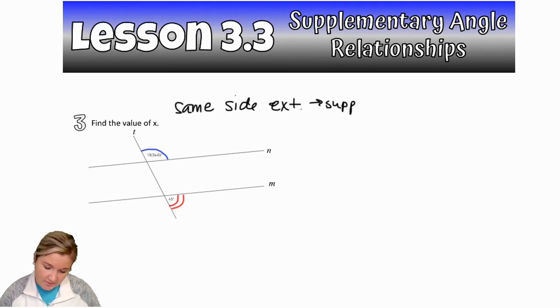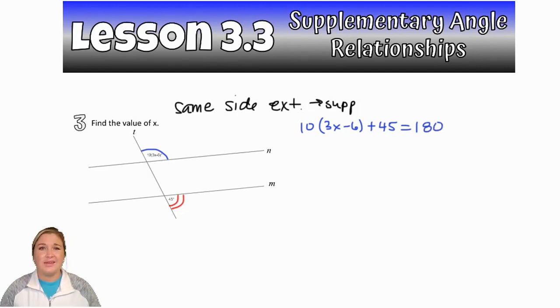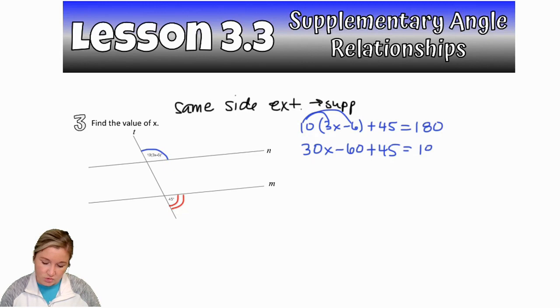So I know that 10 times (3X minus 6) plus 45 is going to be equal to 180 degrees. Now, last time I just divided by 10 and moved forward. Well, I can't do that this time because of this plus 45. So I have to start off by distributing. So I have 30X minus 60 plus 45 is equal to 180.